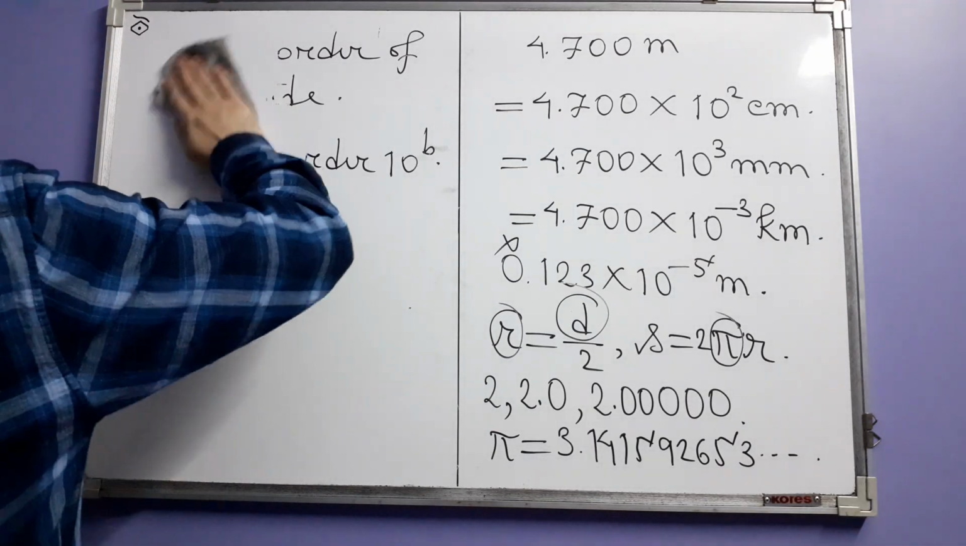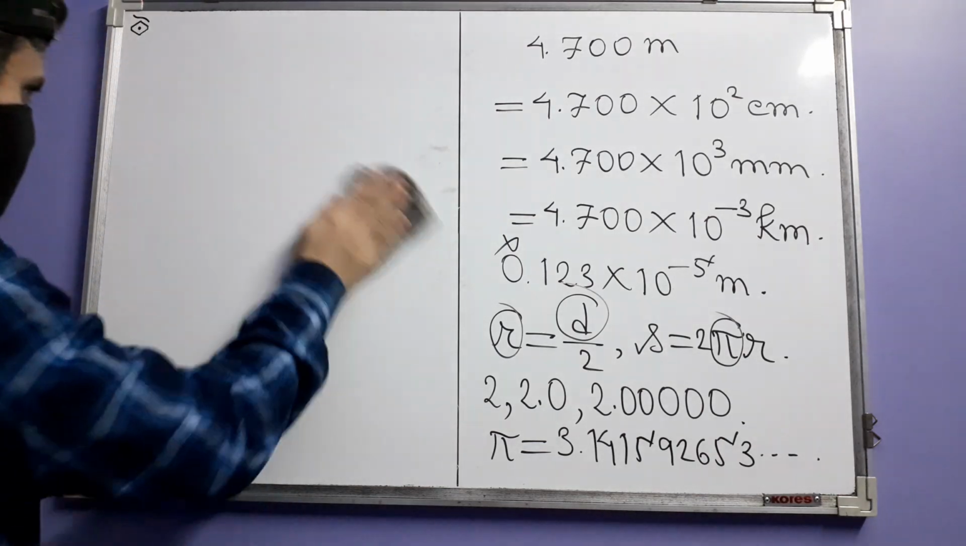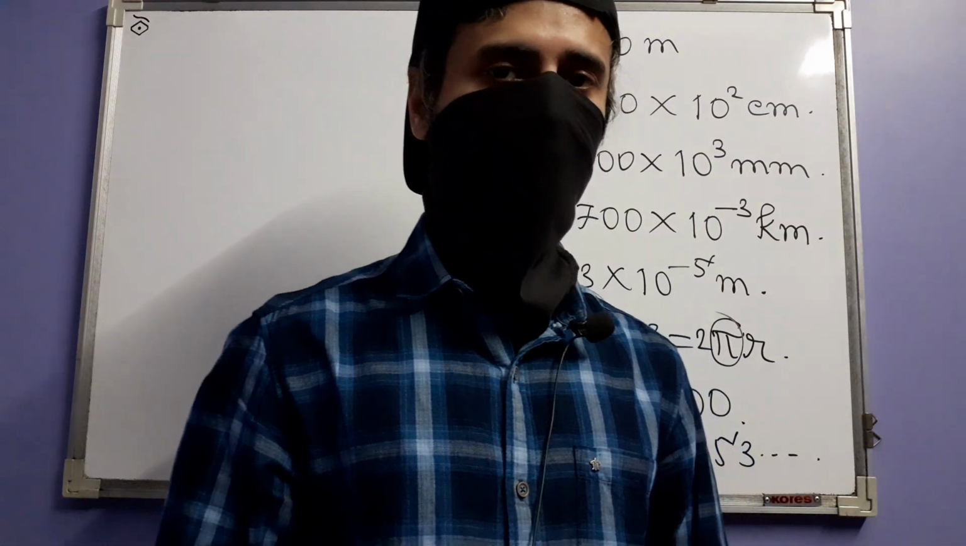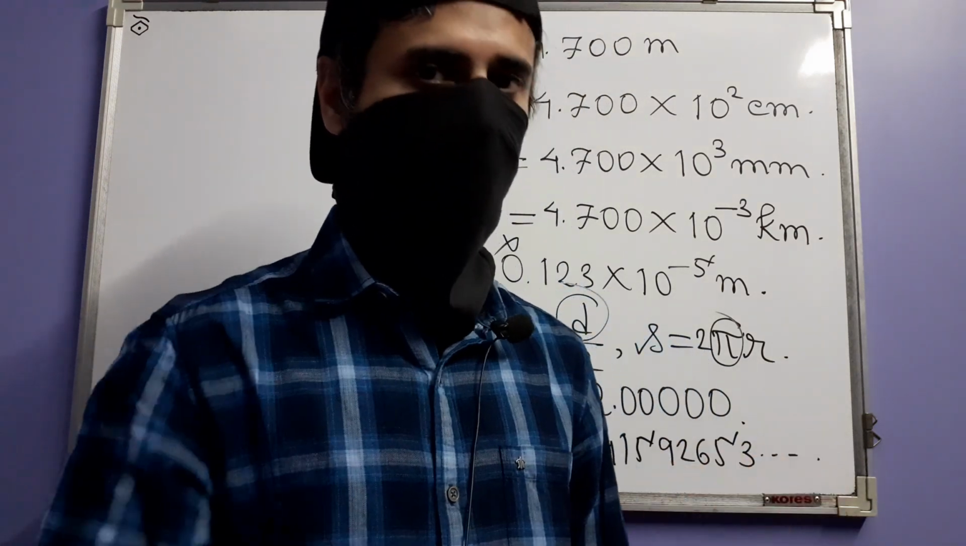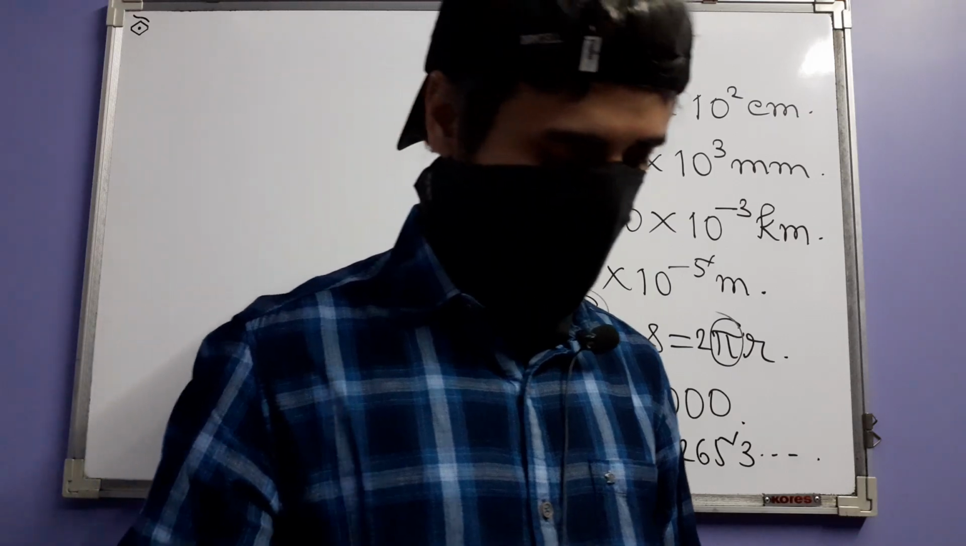So that's all you have about significant figures in this book. After this, there are rules for doing arithmetic with significant figures, or with numbers having significant figures. That we will do in the next video.